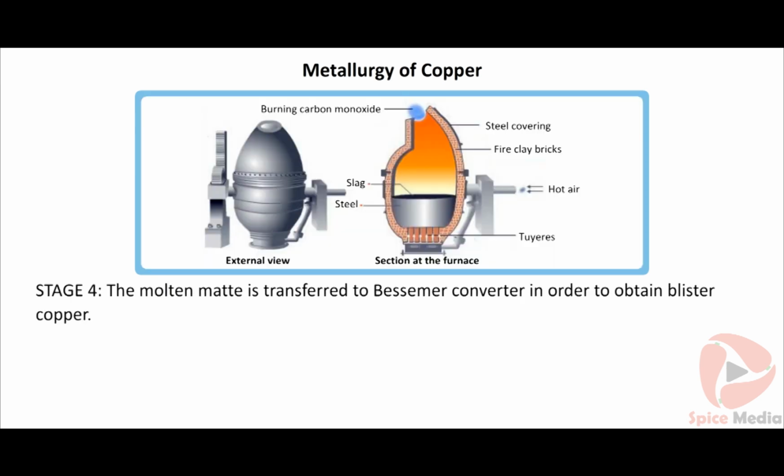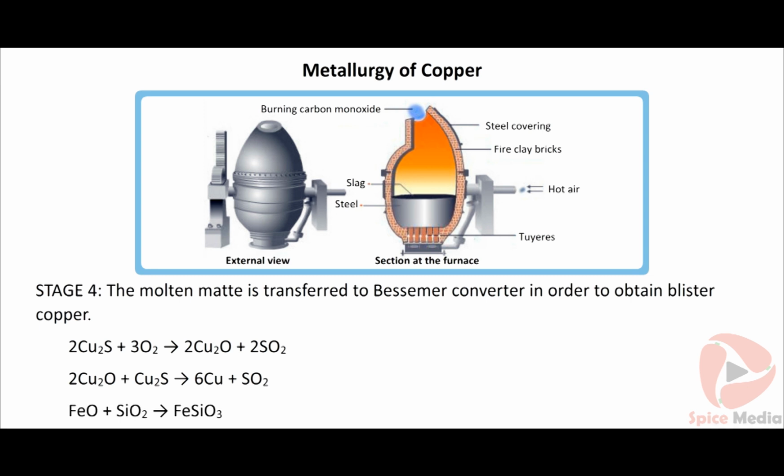Stage 4. The molten matte is transferred to Bessemer's converter in order to obtain blister copper. Ferrous sulfide from matte is oxidized to ferrous oxide, which is removed as slag using silica. 2Cu2S + 3O2 gives 2Cu2O + 2SO2. 2Cu2O + Cu2S gives 6Cu + SO2. FeO + SiO2 gives FeSiO3.